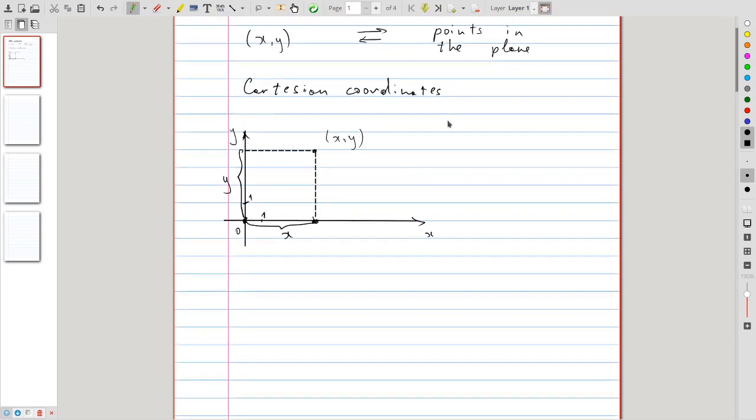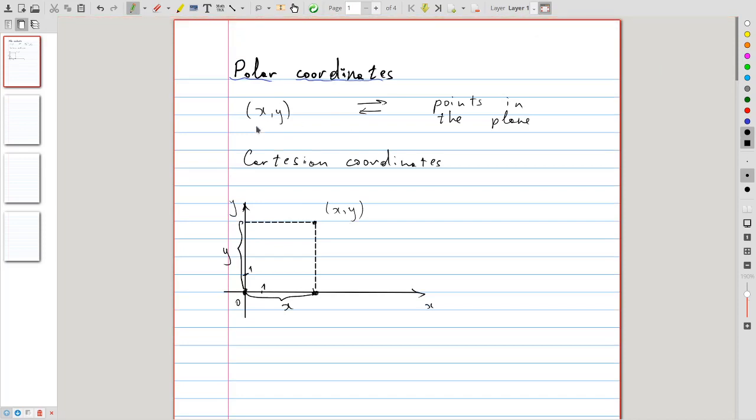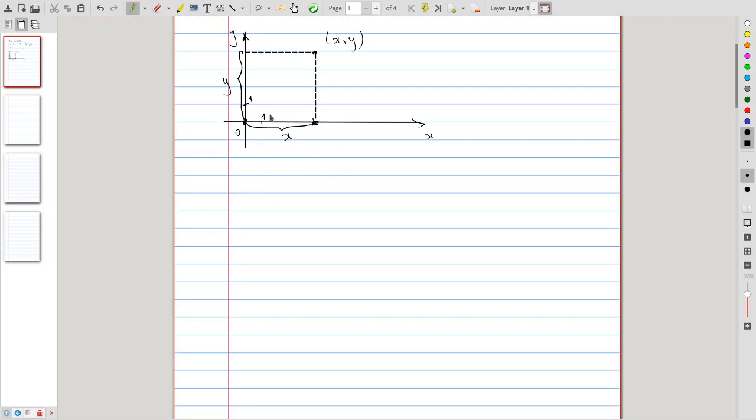Now, this method, this algorithm that corresponds to Cartesian coordinates, just happens to be one that is convenient under some circumstances, but under other circumstances, it may happen that we are better off with a different way to take pairs of numbers to points in the plane and vice versa. So another way to start with a pair of numbers, which will denote r and theta, and go to a point in the plane and backwards, is as follows.